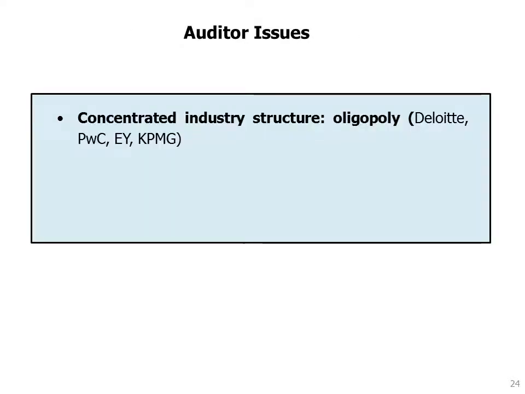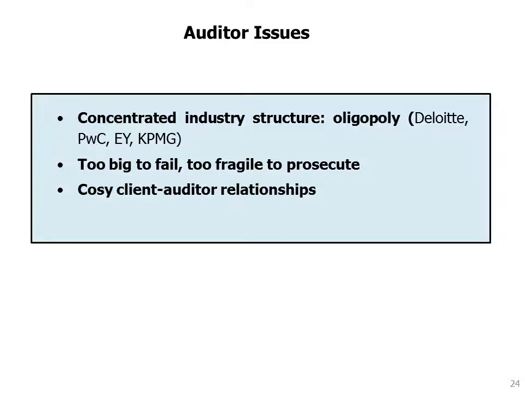Issues relating to auditors: a very concentrated industry structure. It is an oligopoly. Deloitte, PwC, EY, KPMG dominate the industry worldwide. Individually, they are too big to fail, and they are individually too fragile to prosecute robustly. The risk of prosecuting one of these firms robustly is that it fails as a result of the prosecution. They have been accused of having relationships with the clients which are too comfortable, too cozy. The auditor needs to be independent, and if your client is your friend, it's very difficult to maintain that independence.